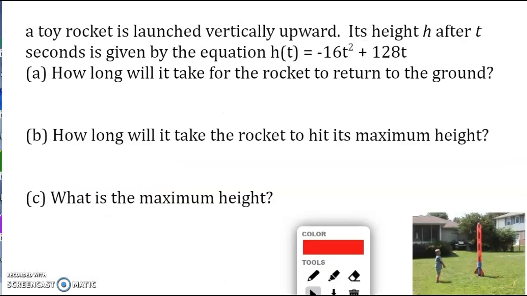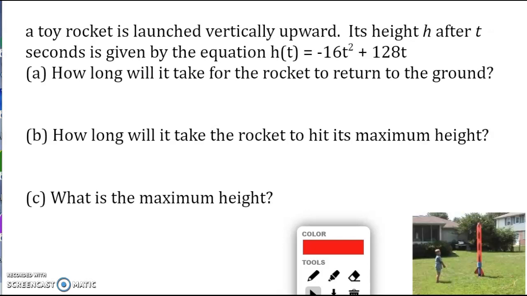Now we're going to get together as a class and work on some application problems. A toy rocket is launched vertically upward. Its height h after t seconds is given by the equation h(t) = -16t² + 128t. Okay, so how long will it take for the rocket to return to ground?